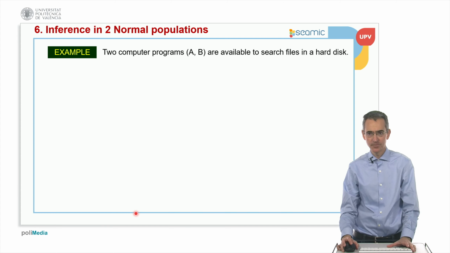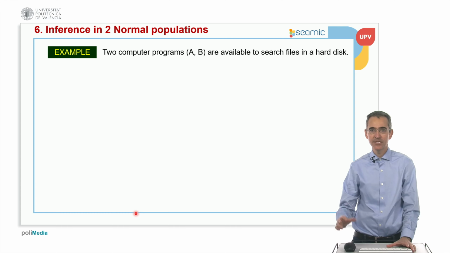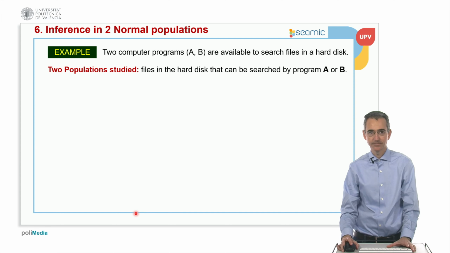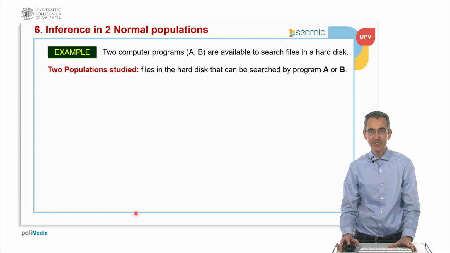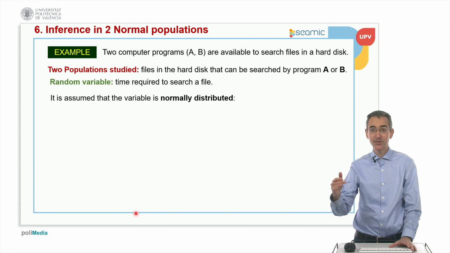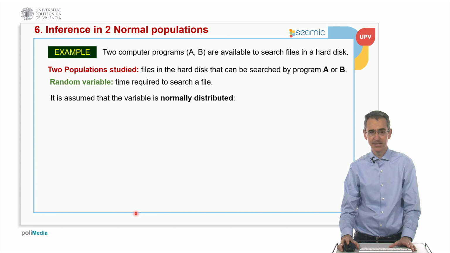Imagine that we have two computer programs that we will call A and B, which are available to search different files in a hard disk. So we have two populations studied, which will be the files in the hard disk that can be searched by programs A or B. The random variable that we have measured is the time required to search a file. And we assume that the variable is normally distributed. This is important because the formulas that we apply in statistics assume normality, as you know.